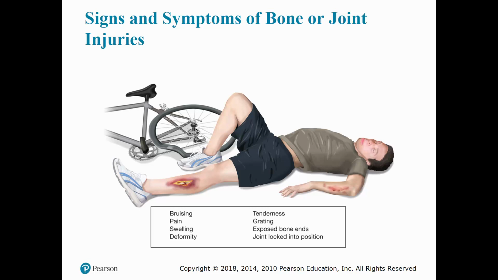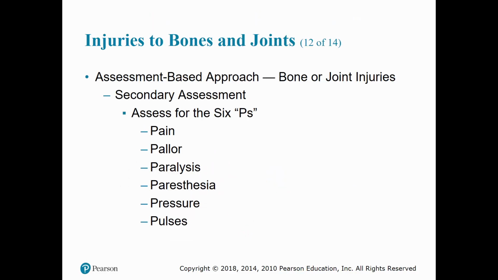Look for any of those signs and symptoms that you would expect with a bone injury, such as bruising, deformity, tenderness, grating or crepitus, that joint locked into position, or even exposed bone ends. You want to assess for the 6 P's, which is pain, pallor, paralysis, paresthesia, pressure, and pulses. Pain may be found on palpation or with movement, with or without movement.